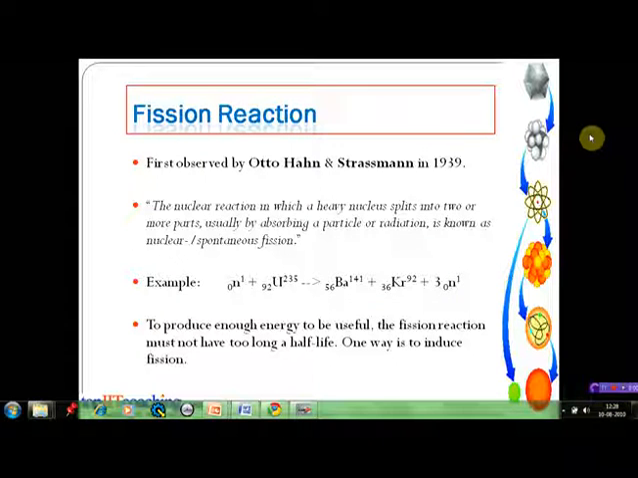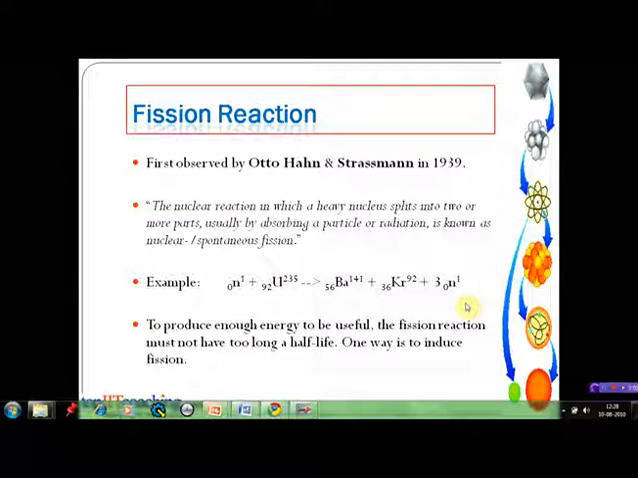Fission reaction. It was first observed by two scientists, Otto Hahn and Strassmann, in 1939. We can define nuclear fission, which is also known as spontaneous fission, as the nuclear reaction in which a heavy nucleus splits into two or more parts, usually by absorbing a particle or radiation. Let's take an example. One neutron collides with a uranium-235 nucleus and splits it into two lighter nuclei, barium-141 and krypton-92, along with emission of three more neutrons. A great amount of energy is also released in this reaction.